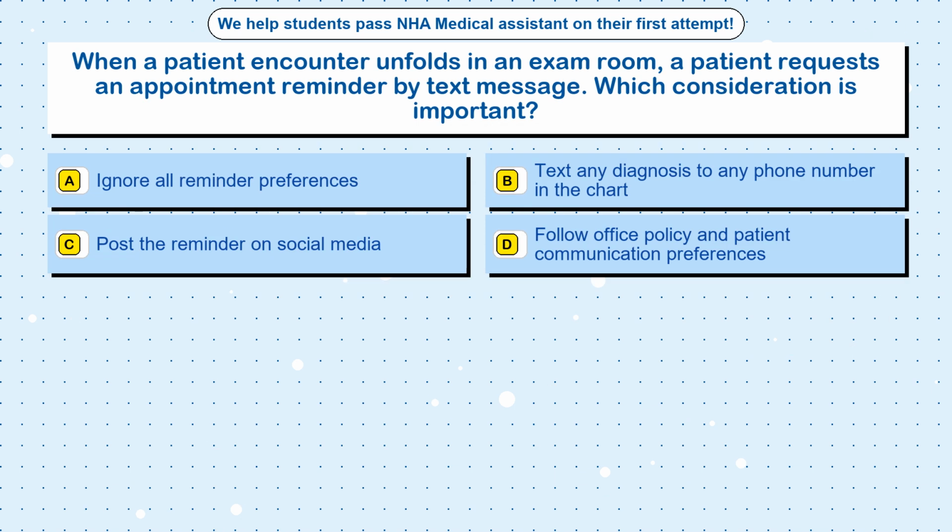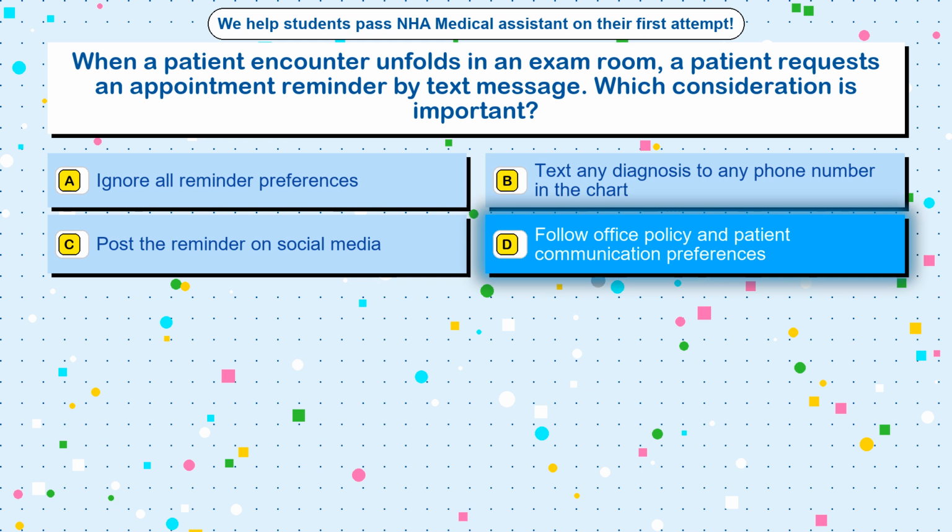Question 99. When a patient encounter unfolds in an exam room, a patient requests an appointment reminder by text message. Which consideration is important? Option A, ignore all reminder preferences. Option B, text any diagnosis to any phone number in the chart. Option C, post the reminder on social media. Option D, follow office policy and patient communication preferences.